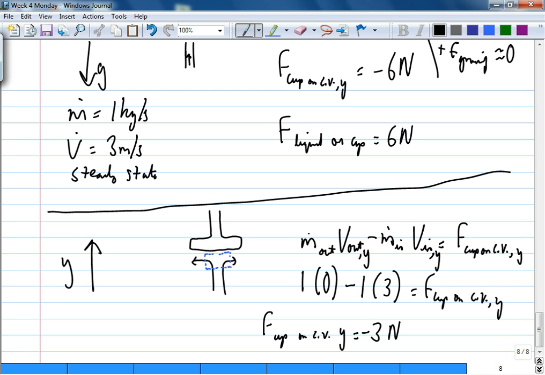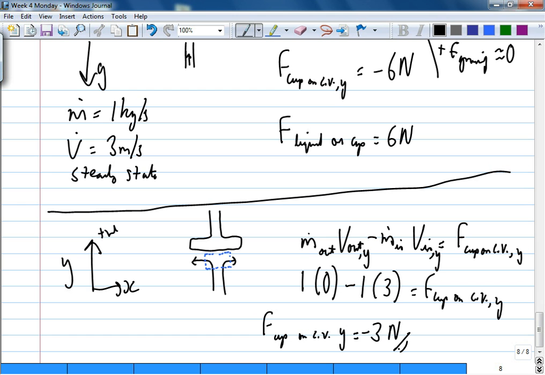Why is it 0? Because the velocity is only turned 90 degrees, instead of turned 180 degrees. So the velocity going out is maybe some part in the x direction, some part in the other direction, and so on. Doesn't matter. So the y component of the velocity going out is 0, because the y is only this way. That's why it's 0. Here is 3, and then you get minus 3.